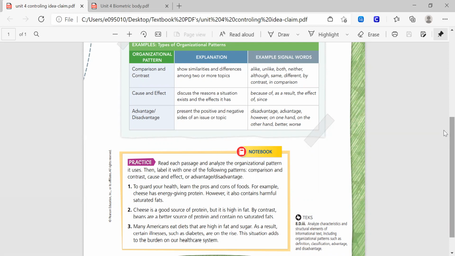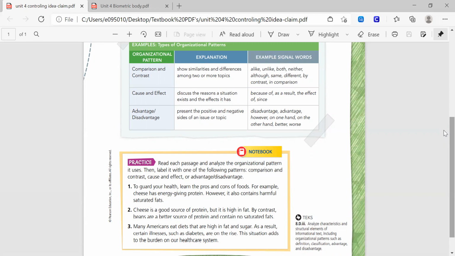Number one is an advantage, disadvantage. A couple of things tell us that. It uses language such as pros and cons. So we know there's going to be some good and some bad that come out of this. It also has the word however, and that is one of our signal words for a pro and con, or for an advantage, disadvantage, I'm sorry.